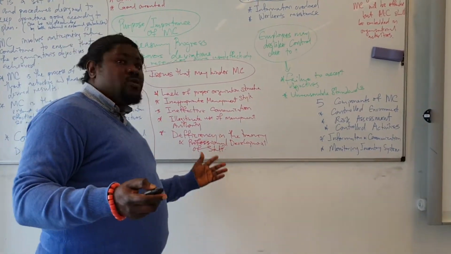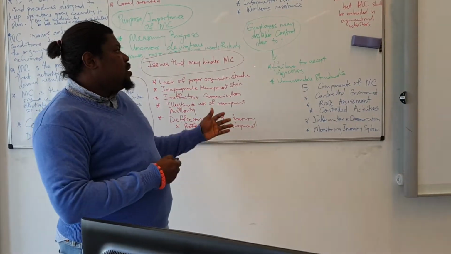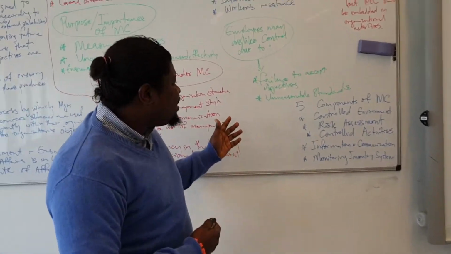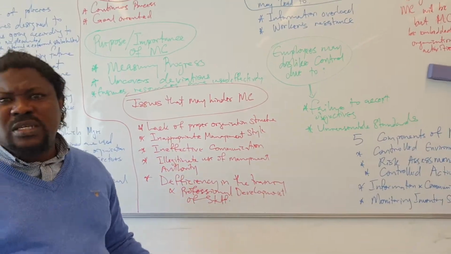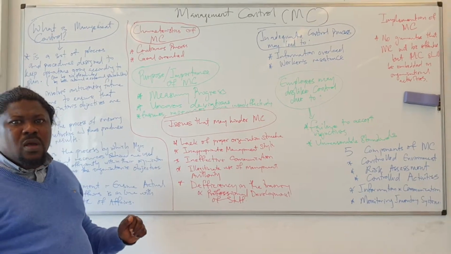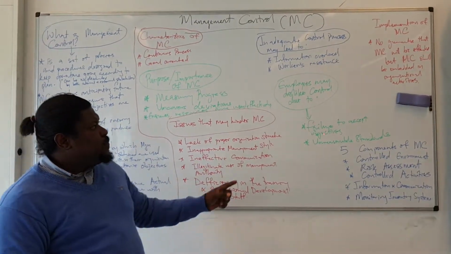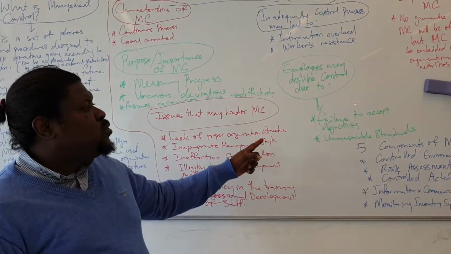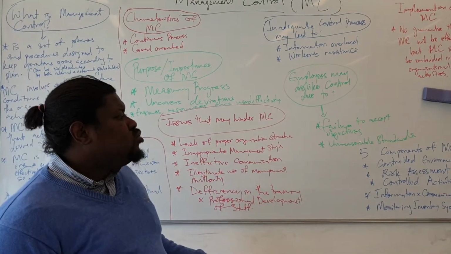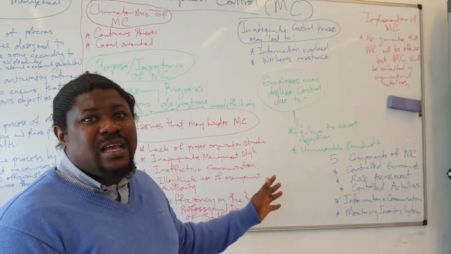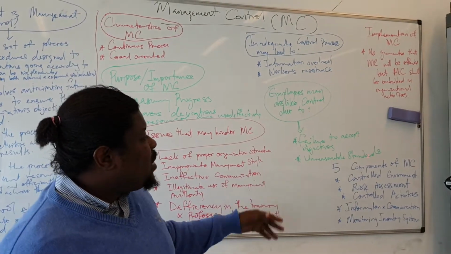Employees may dislike control, okay? Why? Because of failure to accept objectives. Maybe they say, we don't want these objectives. We are used to the way we used to work before, okay? So employees may dislike control due to failure to accept objectives or due to unreasonable standards set by management, okay?